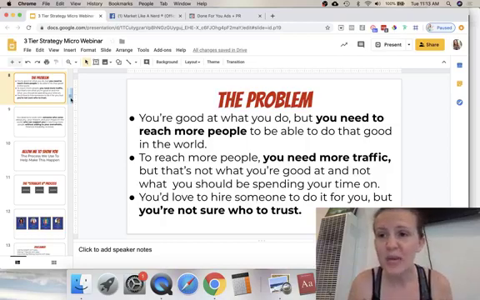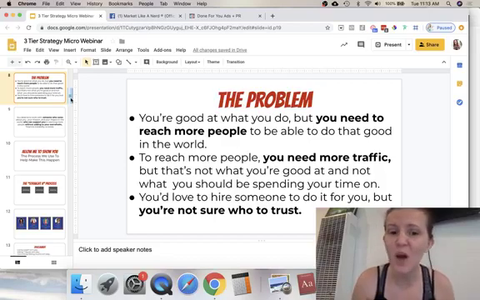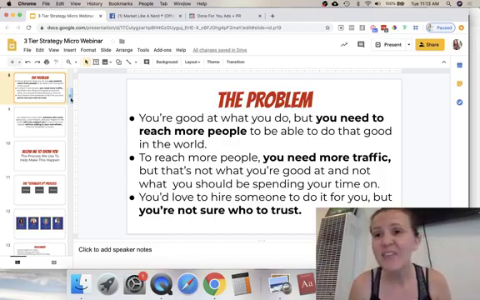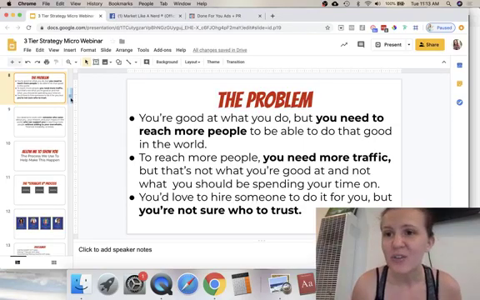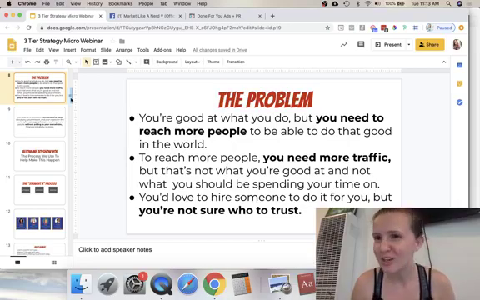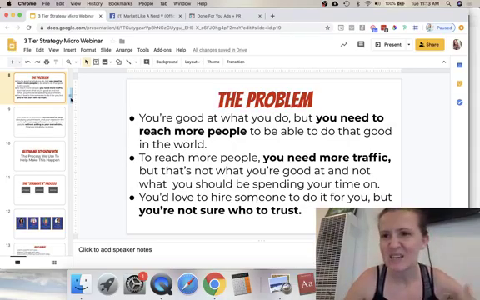And to reach more people, you need more traffic, but as we've already established, that's not what you're good at. And it's definitely not what you should be spending your time on, because Facebook ads is not something you can do in 15 minutes a day. It is basically a full-time job running ads the right way. And you probably didn't get into this to be managing Facebook ads full time. So it would be great if you could hire someone else to do it, but you're just not sure who to trust and it needs to make sense.